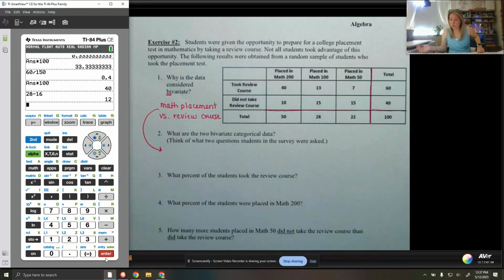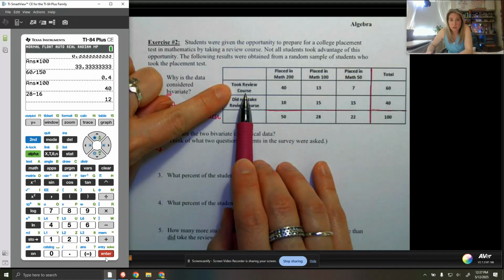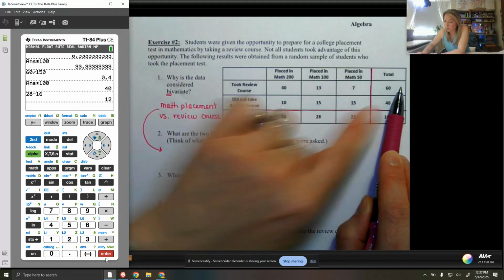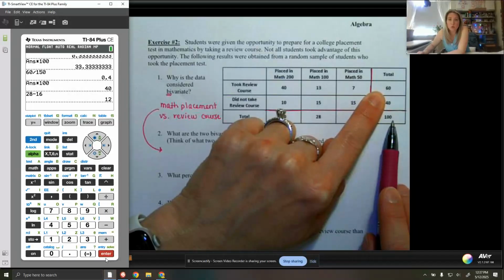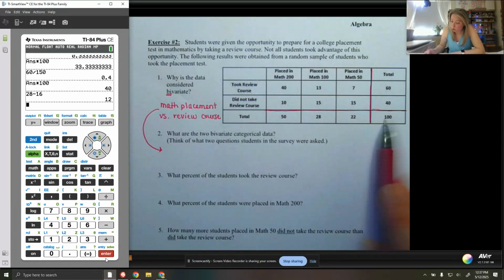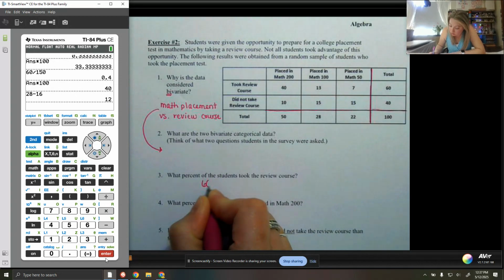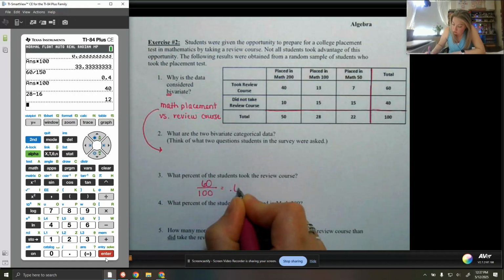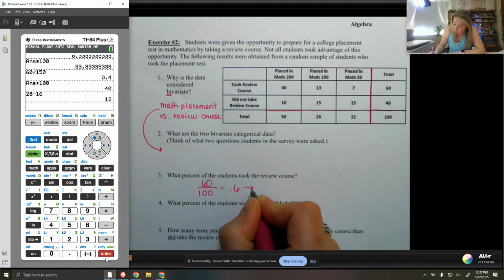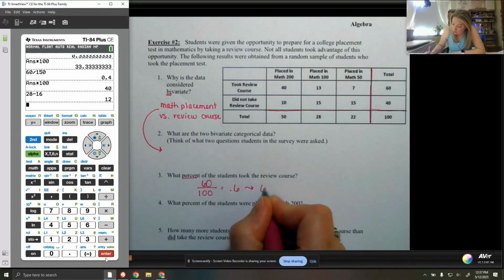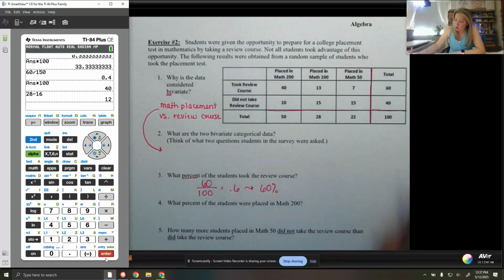What percentage of students took the review course? Okay, so let's look at took the review course, total number over how many total students were surveyed. Now, this one is going to be nice and easy for us. Because we had 60 students take the review course out of 100 total students, that's nice and easy to calculate, but they said percent, so that is 60%, because we know out of 100.